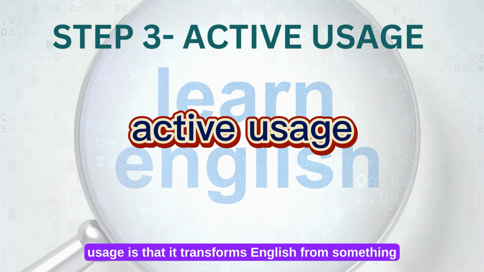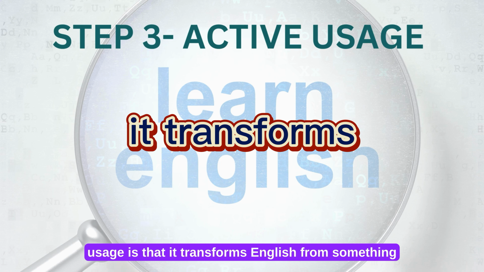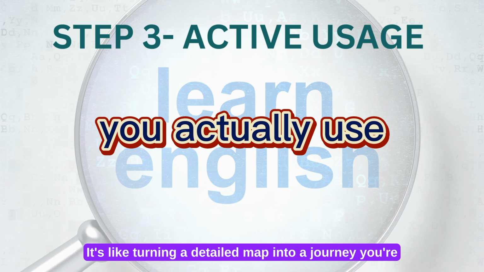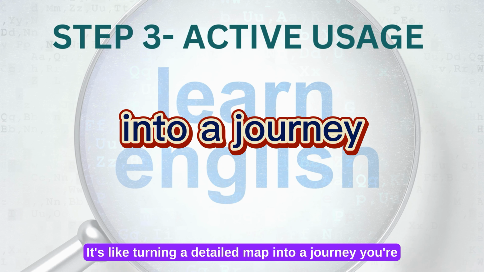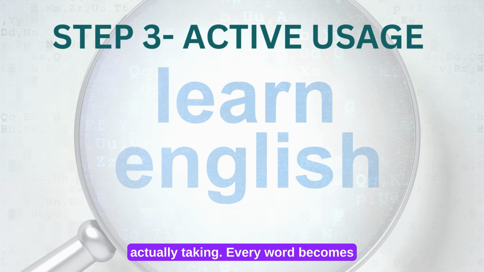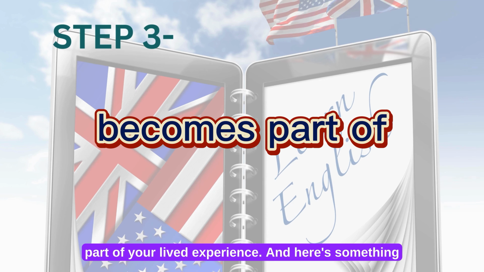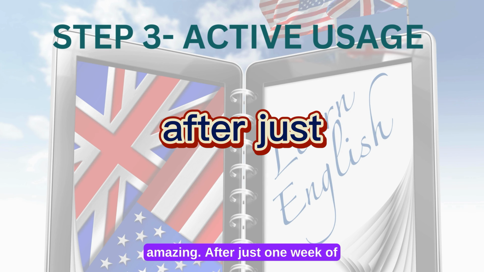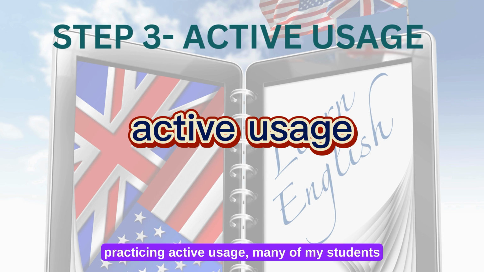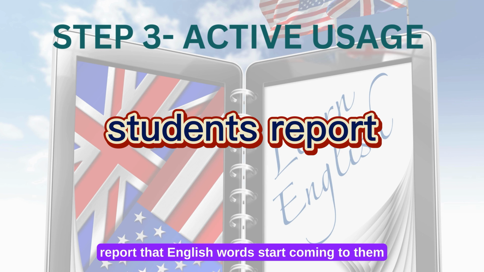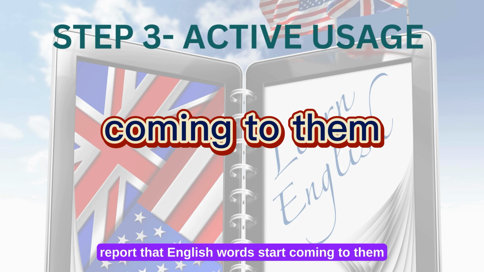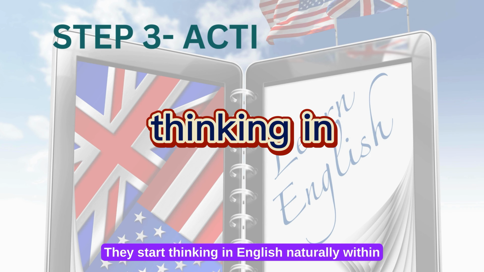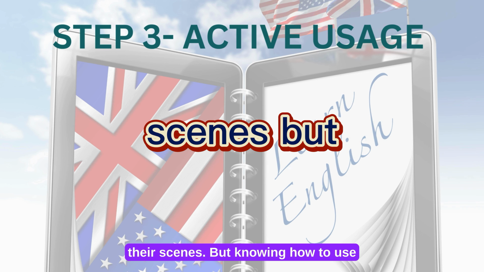The magic of active usage is that it transforms English from something you study into something you actually use. It's like turning a detailed map into a journey you're actually taking. Every word becomes part of your lived experience. And here's something amazing. After just 1 week of practicing active usage, many of my students report that English words start coming to them automatically, without translation. They start thinking in English naturally within their scenes.